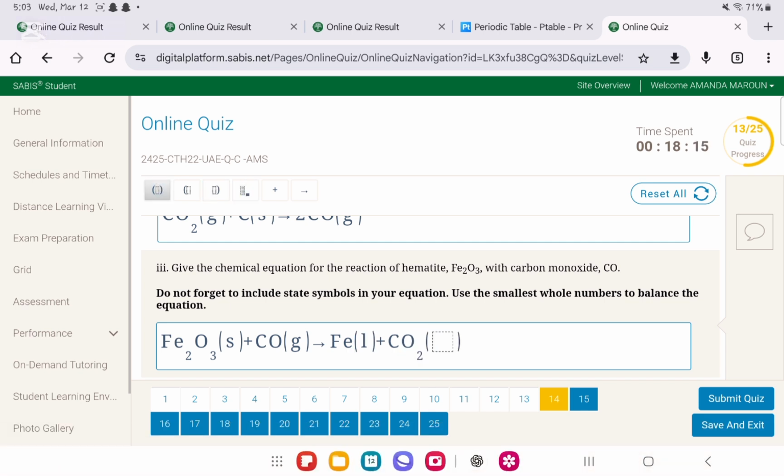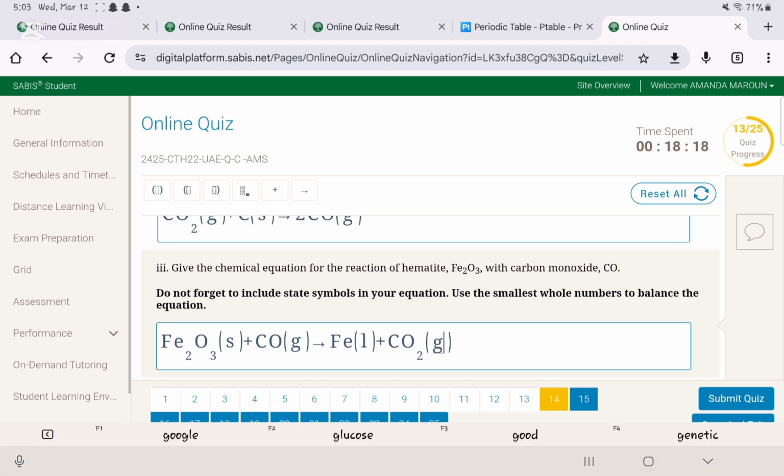Okay? And now, of course, we have to balance it. So when you balance it, you are going to get that you have to put a 3 over here, a 2 over here, and a 3 over here. So keep in mind, the iron ore plus carbon monoxide will form iron liquid plus carbon dioxide.